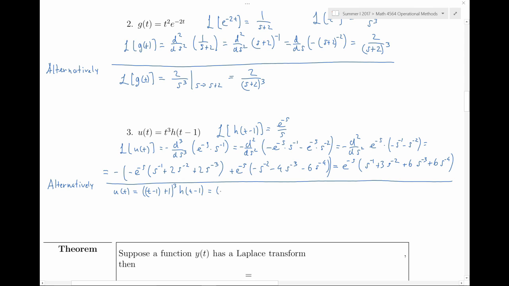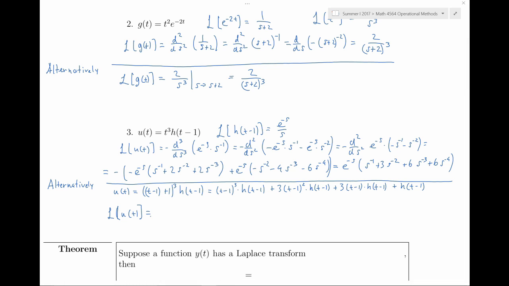Opening it up gives us t minus 1 cubed times h of t minus 1, plus 3 t minus 1 squared times h of t minus 1, plus 3 t minus 1 times h of t minus 1, plus just h of t minus 1. And the Laplace transform is just a series of Laplace transforms of shifted polynomials.